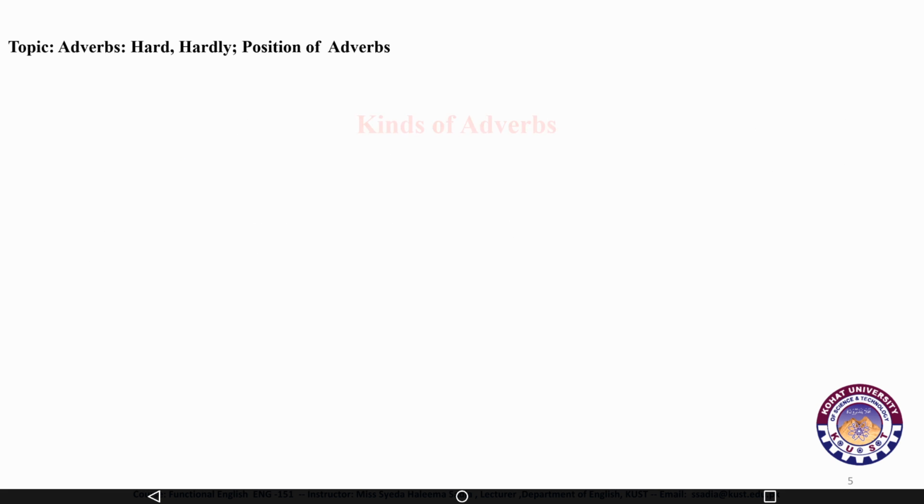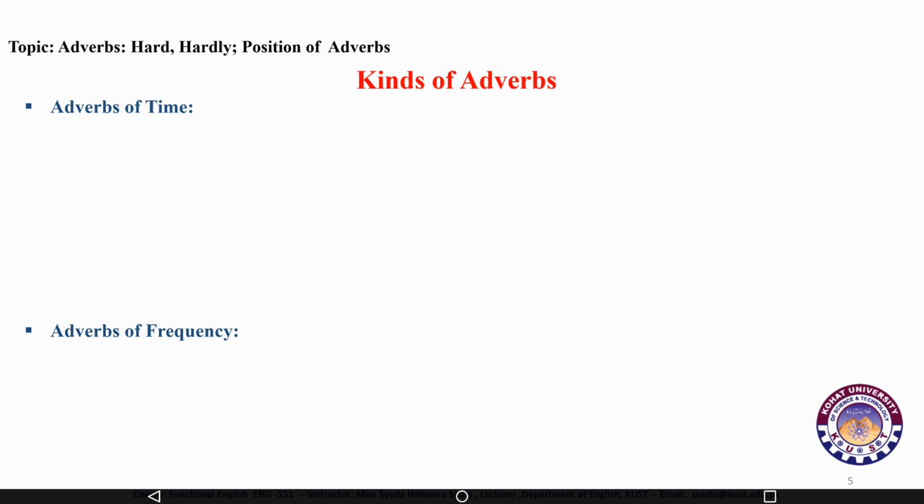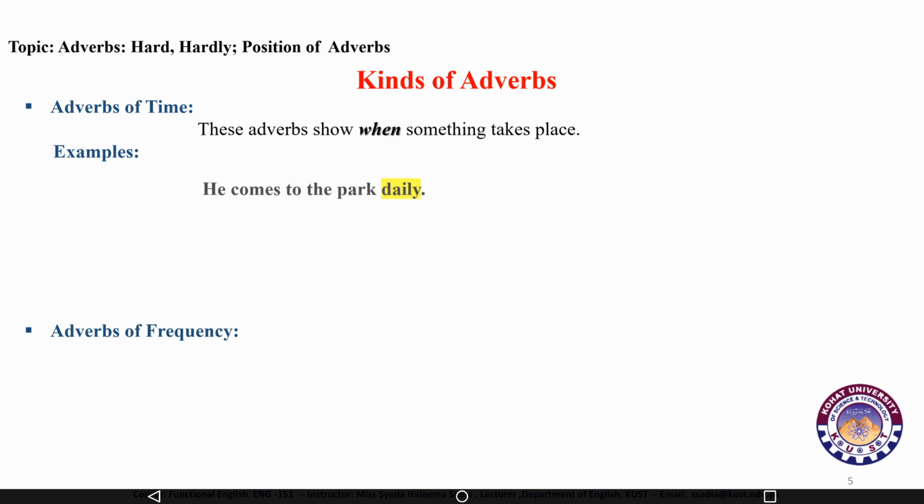Moving on to the next part of our lecture, the kinds or types of adverbs. First of all is adverbs of time, then adverbs of frequency. These are the main kinds of adverbs. Adverbs of time show when something takes place. Example: he comes to the park daily. He goes there daily. He comes here often. These are types of adverbs of time.